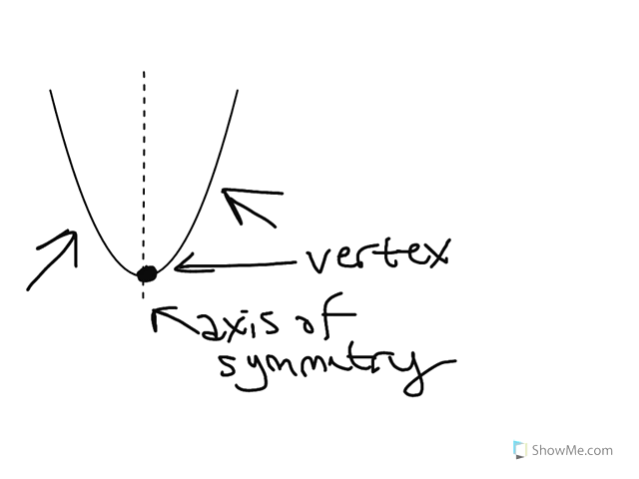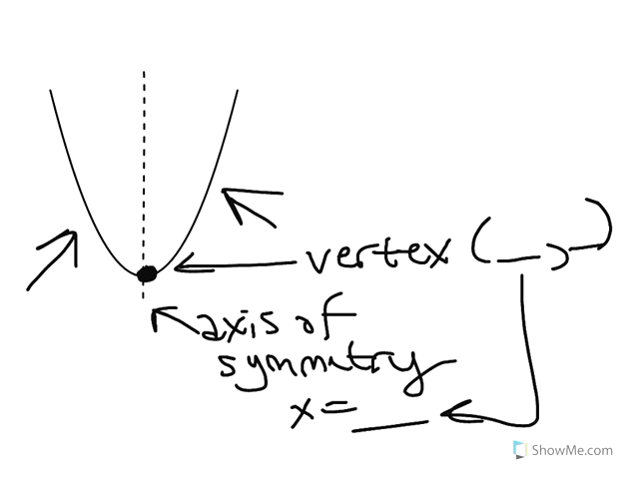If you know the vertex and axis of symmetry of a parabola, you know a lot about it. And if you're dealing with a quadratic function, knowing the vertex is enough to know the axis of symmetry, because the axis of symmetry will be x equals whatever the x-coordinate of the vertex is. These two numbers will always be the same.